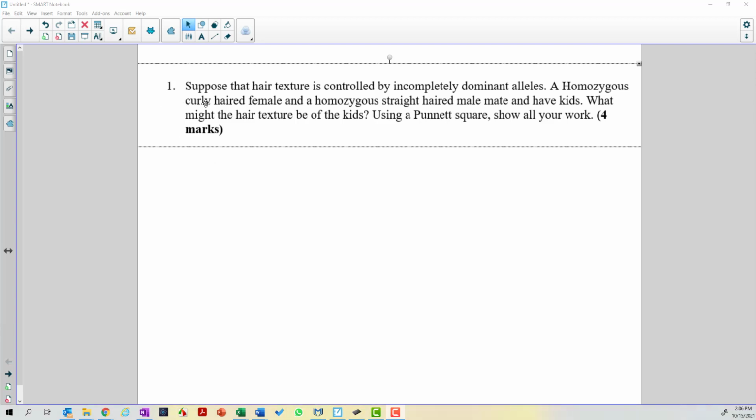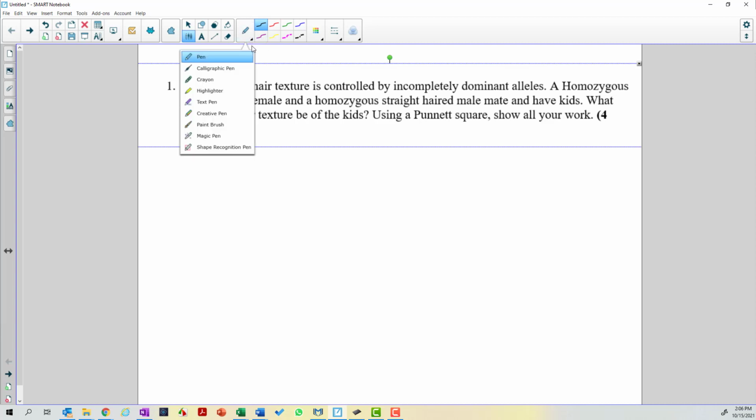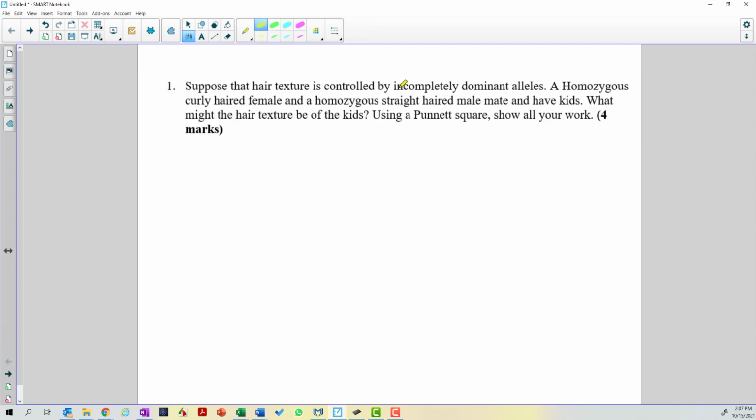First question, suppose that hair texture is controlled by incompletely dominant alleles. That's your key. The moment you see that incomplete dominance question there, you know that you have to answer things slightly differently. Okay? I told you in class, if you get a question about incomplete dominance, I don't really care so much about the format of your answer as long as there's some structure and I can follow it and you have the right answer.